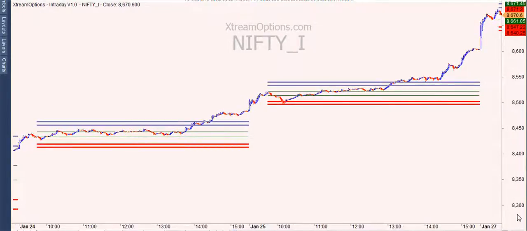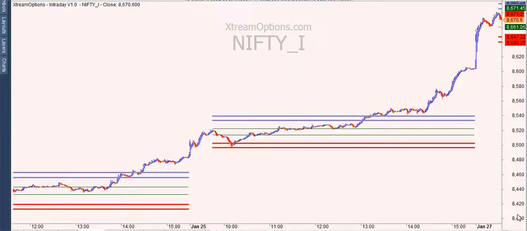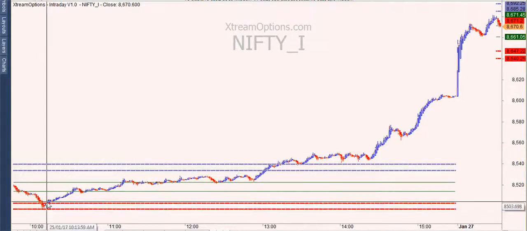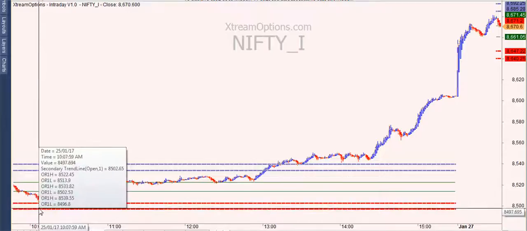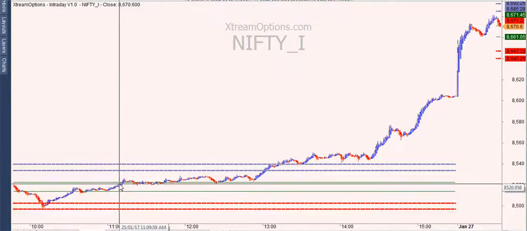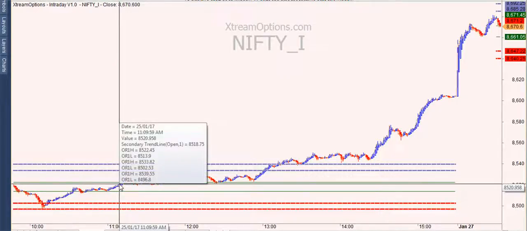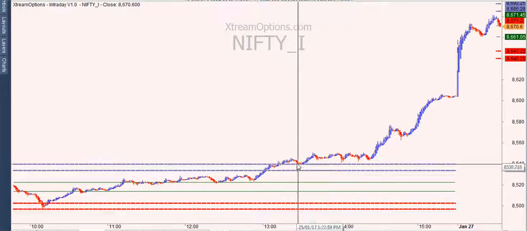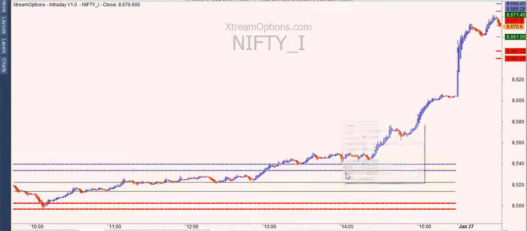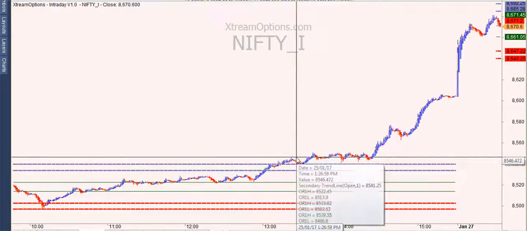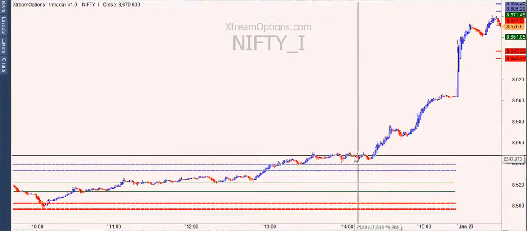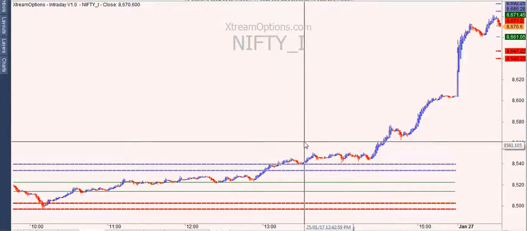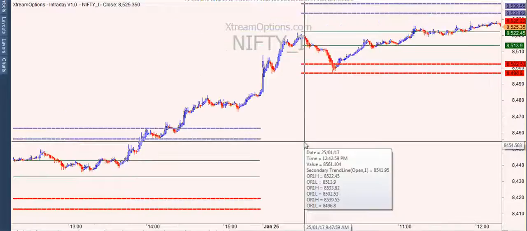Sorry for this chart. Okay, comes back to the support zone, then back to neutral, goes all the way to the resistance, doesn't come back to the neutral zone, hits the stop loss, and then keeps going higher. Probably this is a news day, so we should not be trading much on these days.